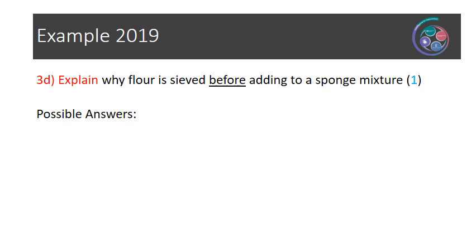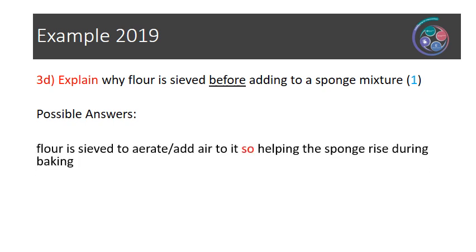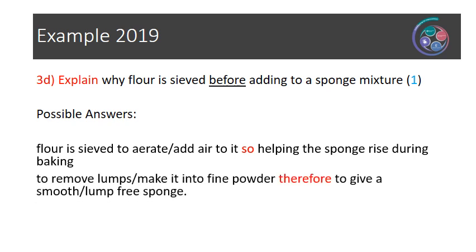Possible answers could be: flour is sieved to aerate or add air into it, helping the sponge rise during baking. To remove lumps or make it into fine powder, therefore to give a smooth or lump-free sponge. Each of these points would be worth 1 mark. You must select one of these points as your answer. If you had given both points, you would not be awarded 2 marks. The question is only worth 1 mark.